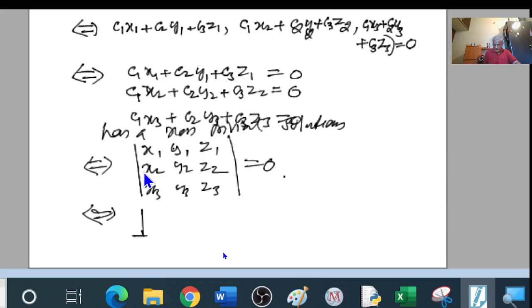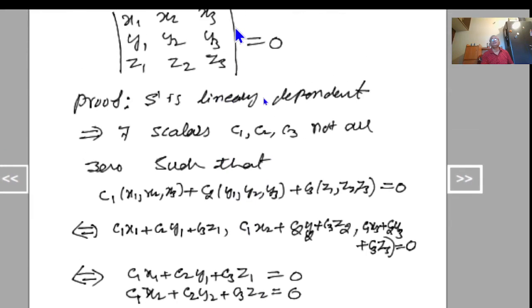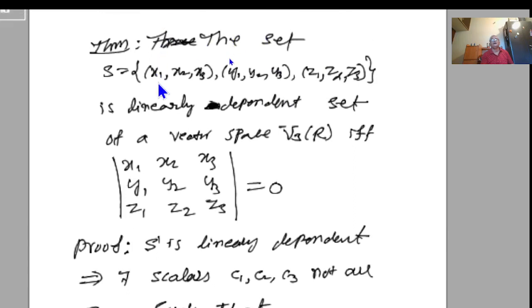So it shall be: first row x1, x2, x3, second row y1, y2, y3, third row z1, z2, z3 is equal to 0. Okay. So this is the result. This is for vector space V3R. Three vectors are given: x1, x2, x3, y1, y2, y3, z1, z2, z3. Then they are linearly dependent if this determinant is equal to 0.